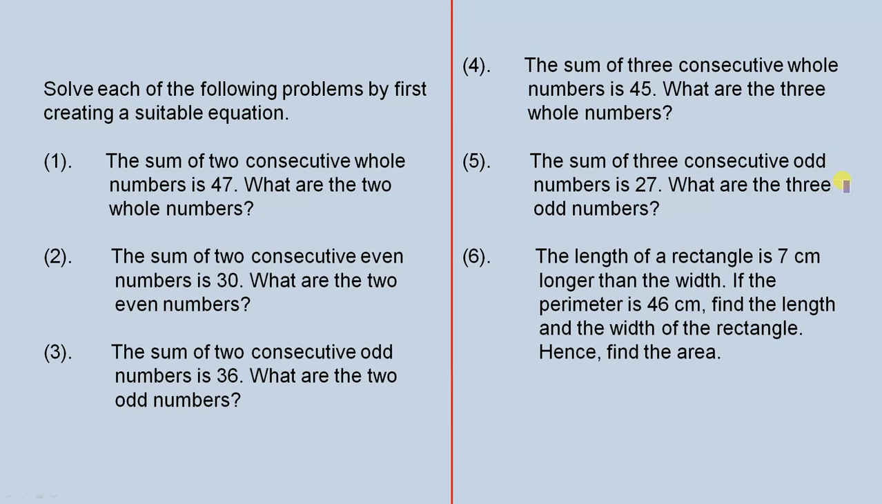The sum of three consecutive odd numbers is 27. What are the three odd numbers? Again, the odd numbers could be something like 13, 15, 17. So you have to find what those three numbers are.